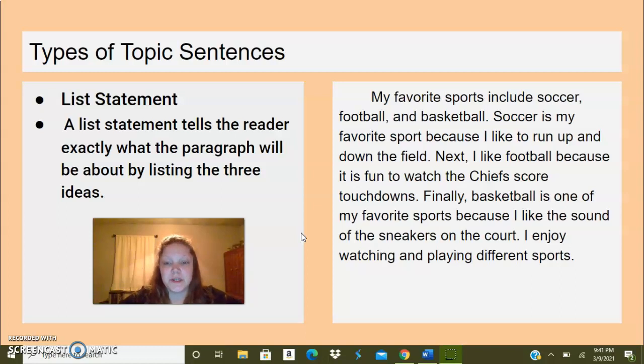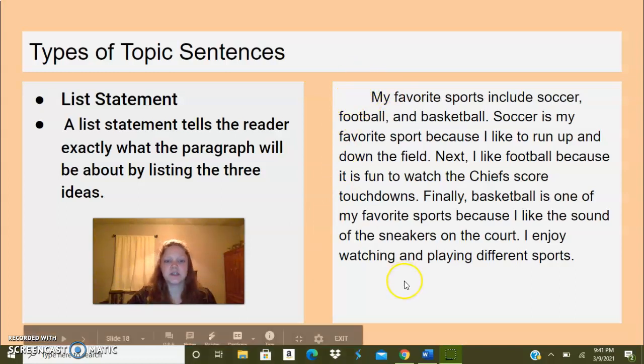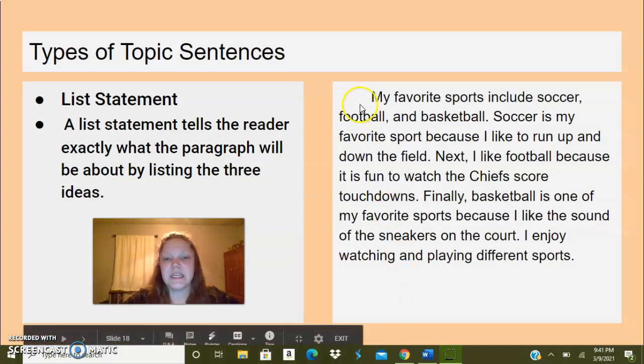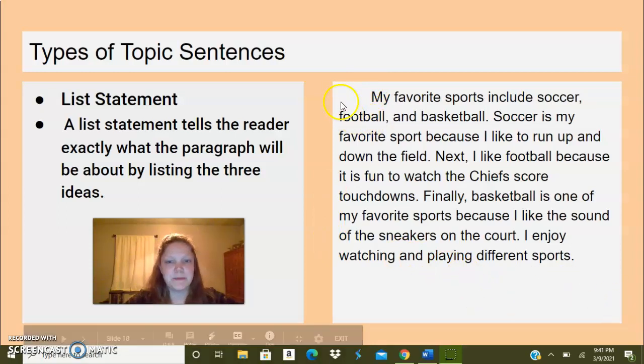Notice how I use my transition words. Each of my supporting details talks about each of my list statements in my topic sentence. And then my concluding sentence supported my main topic sentence. Also notice that I indented my topic sentence so that readers know that it's the beginning of a new paragraph. So we indent the topic sentence, and that just means putting a space before you start writing.